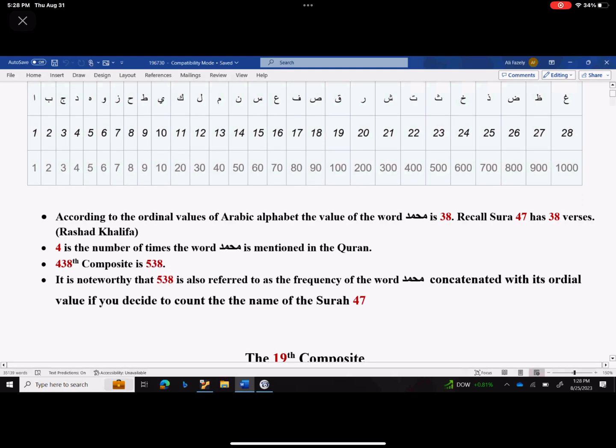And so it is noteworthy that 538 is also the frequency of the word Muhammad concatenated with the ordinal value, which is 38, if you decide to count the name of surah 47, because surah 47 is also called Muhammad. If you count that, then there are 5 of them, not 4. In the text, there are 4 mentions; including the name of the surah, there are 5. And it's right in front of you, 438, 538. How else is God going to talk to us about this?